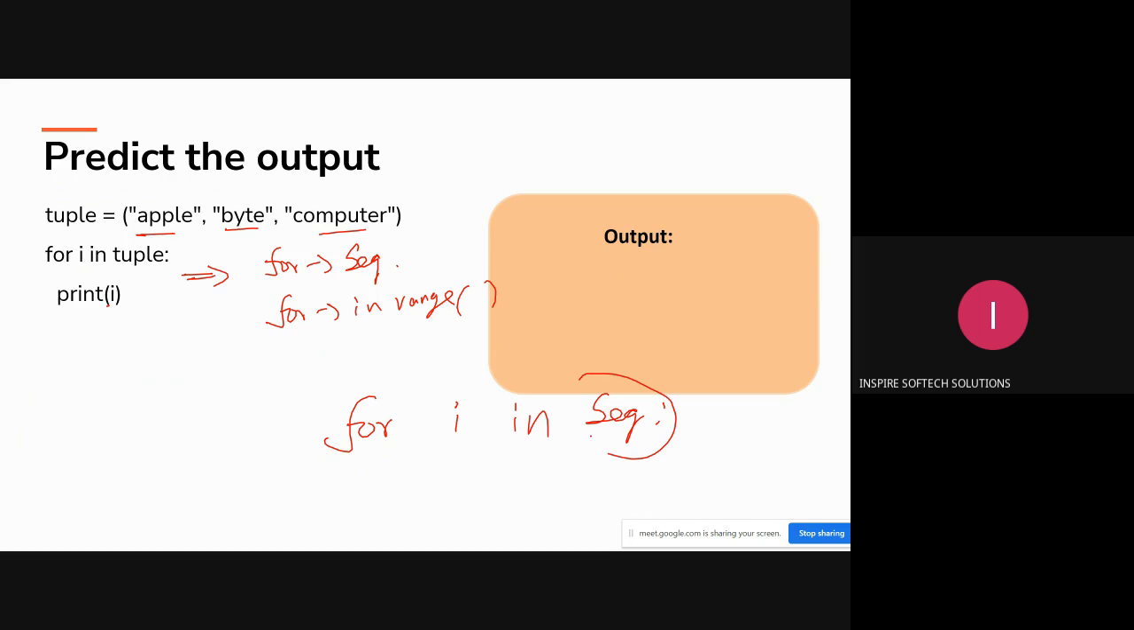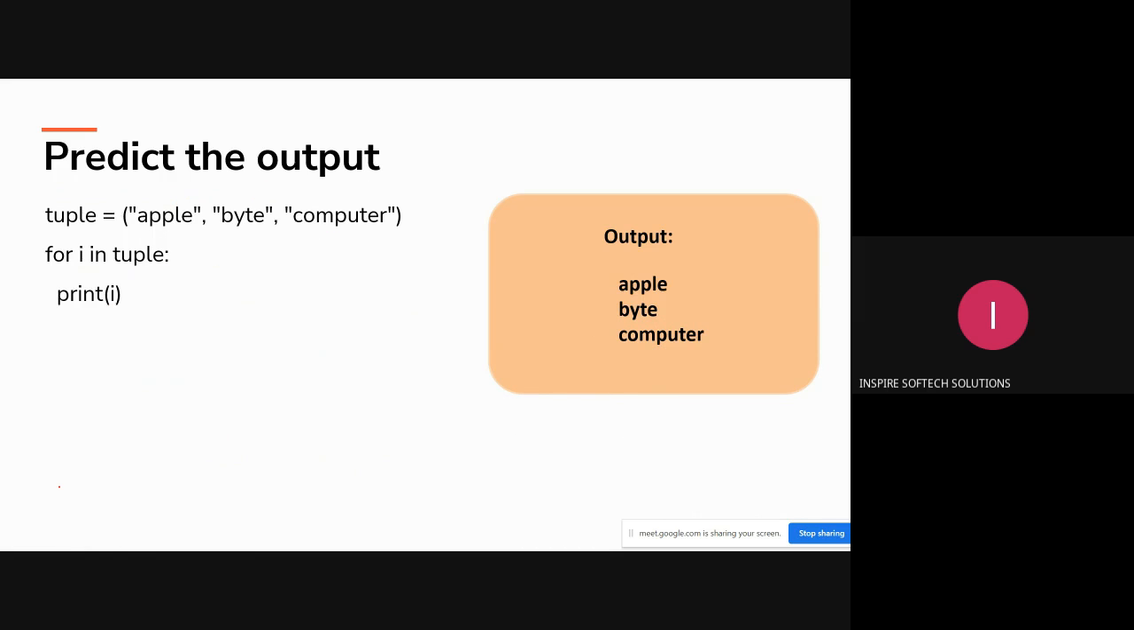In this place of sequence, I can have a string, I can have a list, I can have a tuple, everything we have discussed like this, right? Now, what are we giving? We are giving a tuple. So Apple, byte, and computer. When you are iterating this, you will be getting output as it is. Apple for the first time, next time byte, then it's going to be computer. So we can use a tuple in the for loop also. This is the implementation you have to be ready for, for the next level of the course. So Apple, byte, and computer will be the output.